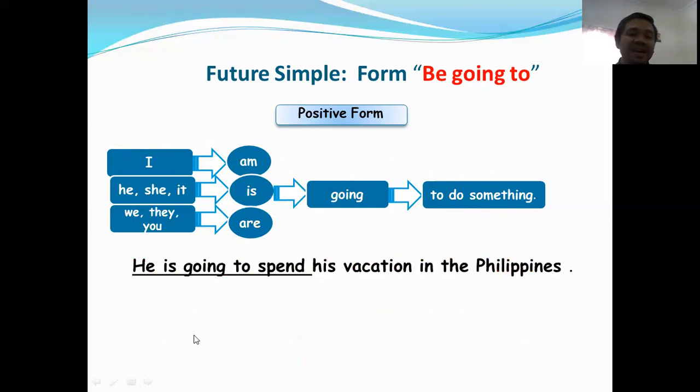Example, he is going to spend his vacation in the Philippines. He is the subject here, is the be verb, and then going to, and then spend, verb one. Okay, to do. Do here is the verb one. So he is the subject, is here is the be verb, and then going to, and then spend in verb one or in simple present form. Easy? Okay.